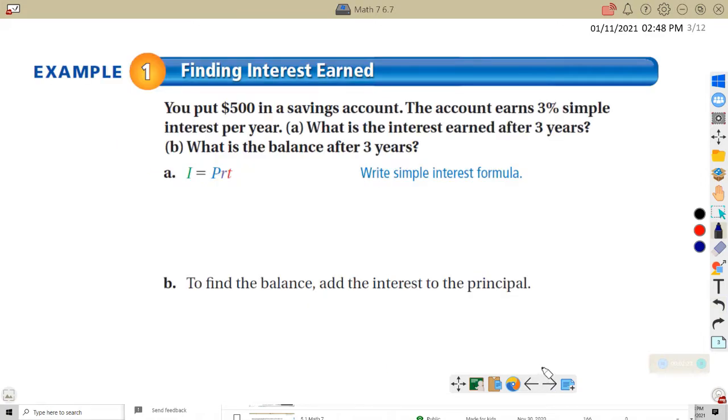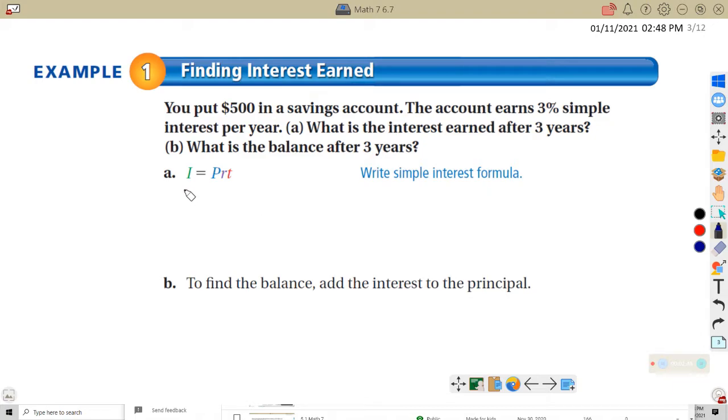Okay, here we go. You put $500 in a savings account. The account earns 3% simple interest per year. A, what is the interest earned after 3 years? And B, what is the balance after 3 years? Okay, so we have interest and we have balance. This is interest.